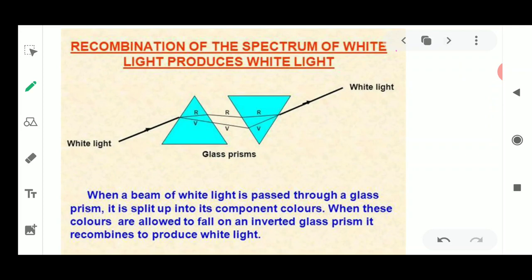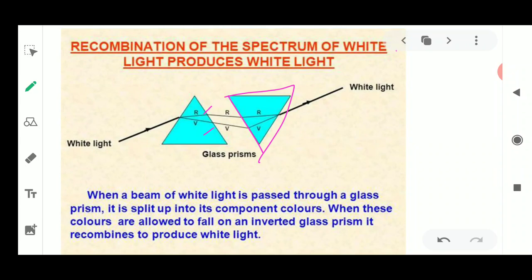So this white light, which consists of red to violet color, if you keep one more prism just opposite to the first one, upside down to the first one, then again the red to violet colors are going to be refracted, and once they emerge from the other side, white light is observed again. So we get white light once two prisms are kept at opposite ends.